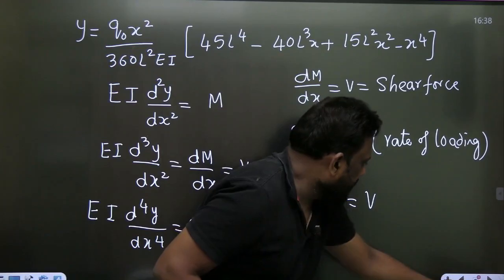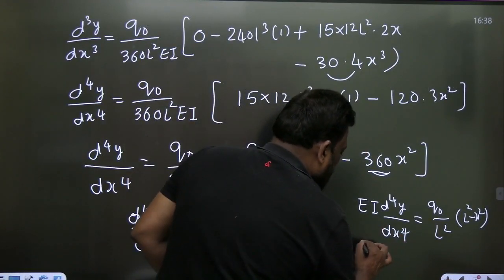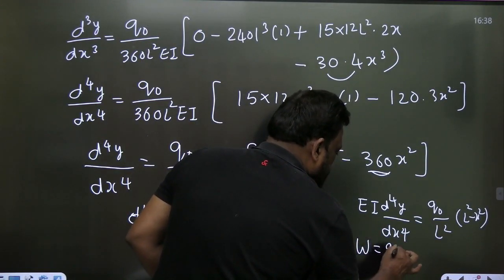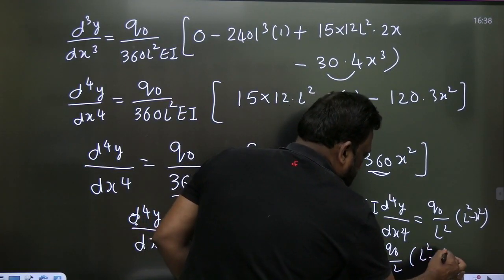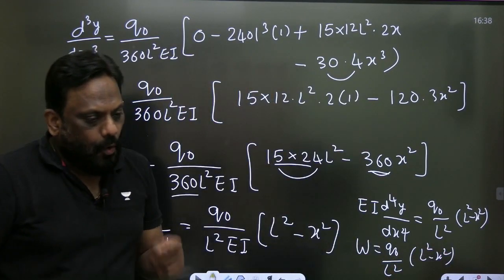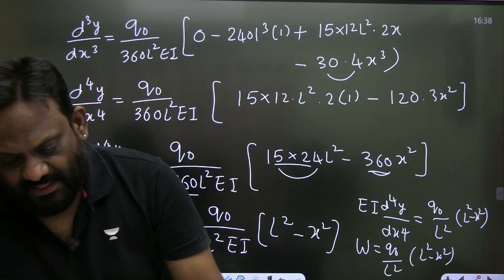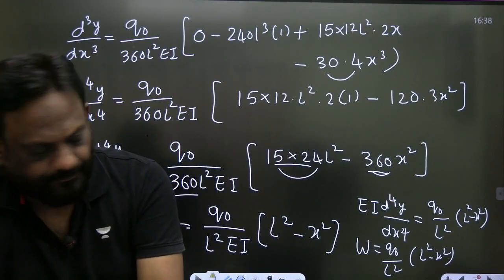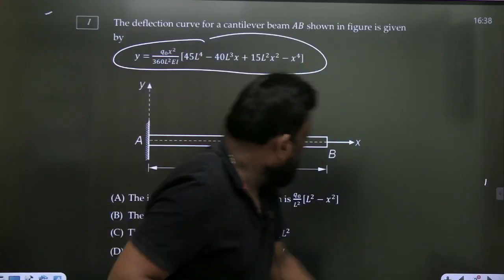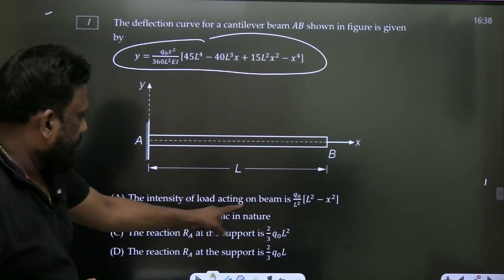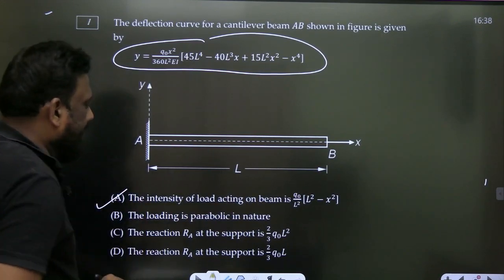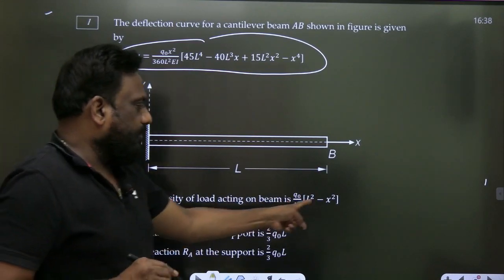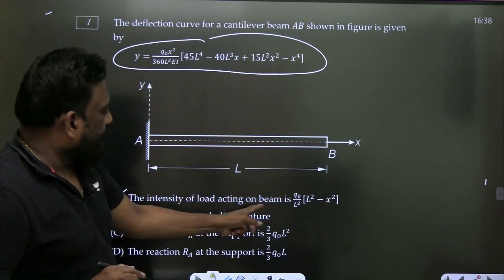So therefore, this is our rate of loading. W is equal to q naught by L square into L square minus x square. This is the rate of loading. Hope this is clear. Let us check once, sir. Let us check the option. Yeah. The intensity q naught by L square. So option A is correct. And moreover, what type of loading is this? The rate of loading is square.